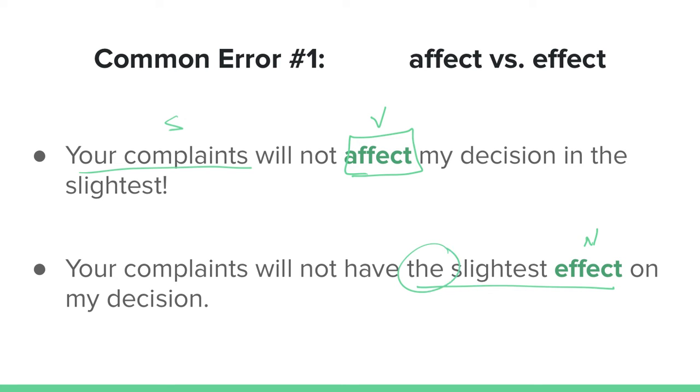You can tell because we've got an adjective here that splits the word the from effect, but it still applies to effect. So this, it's being used as a noun. And here it's being used as a verb. So A for the verb, E for the noun.